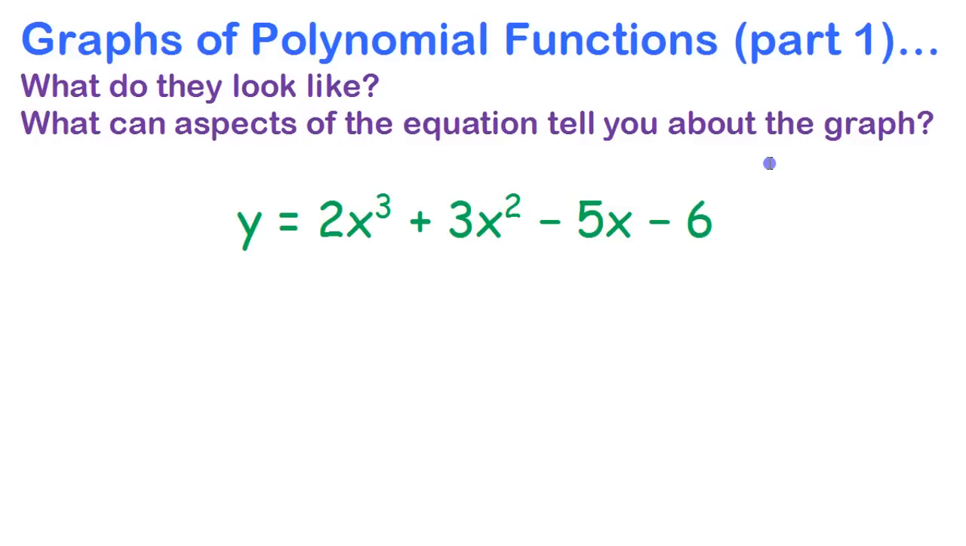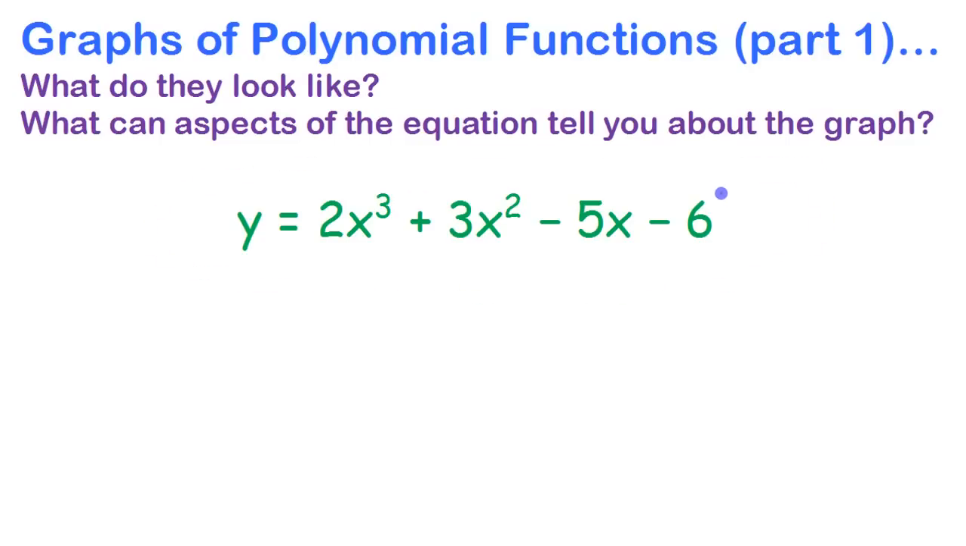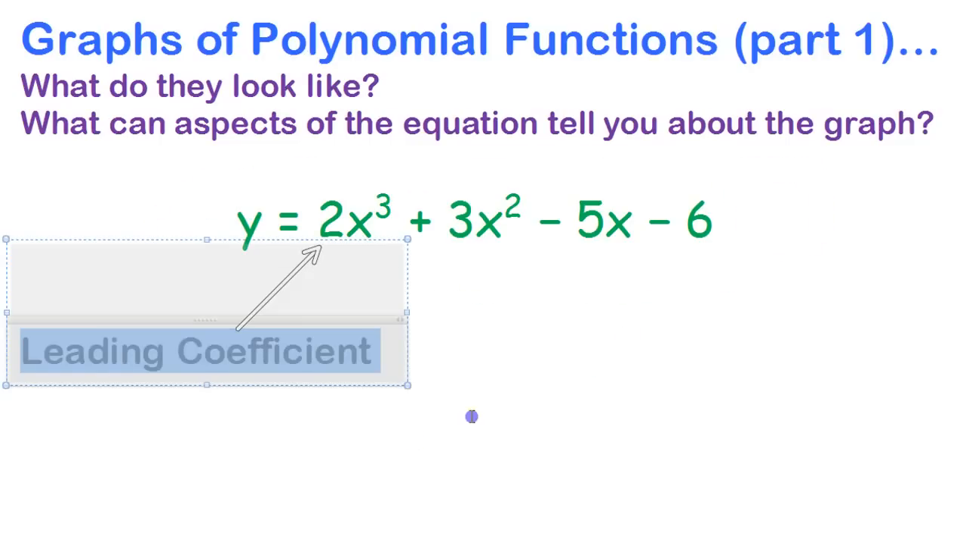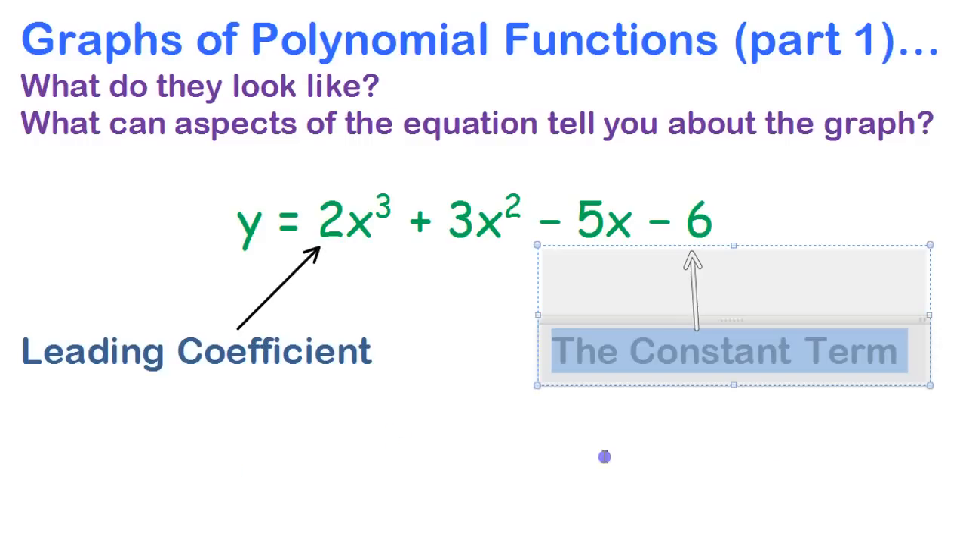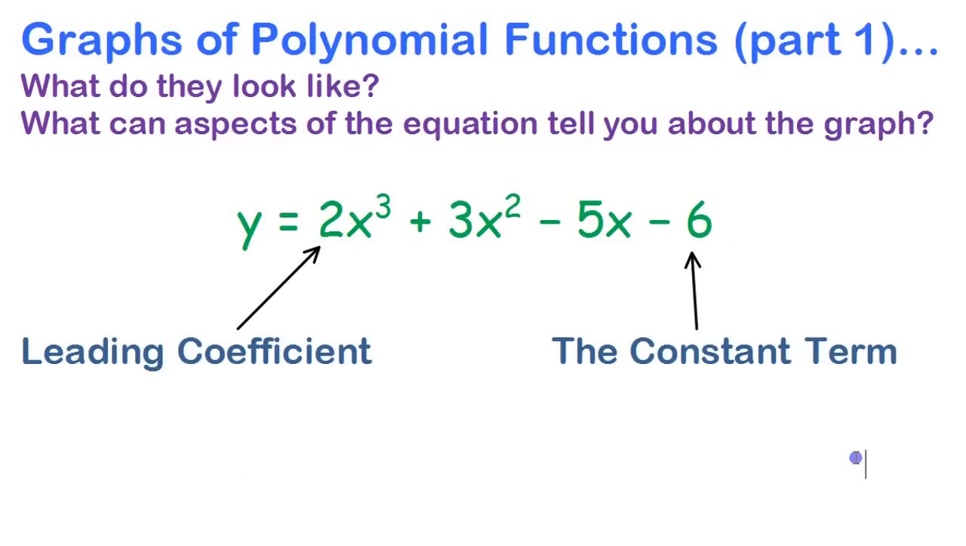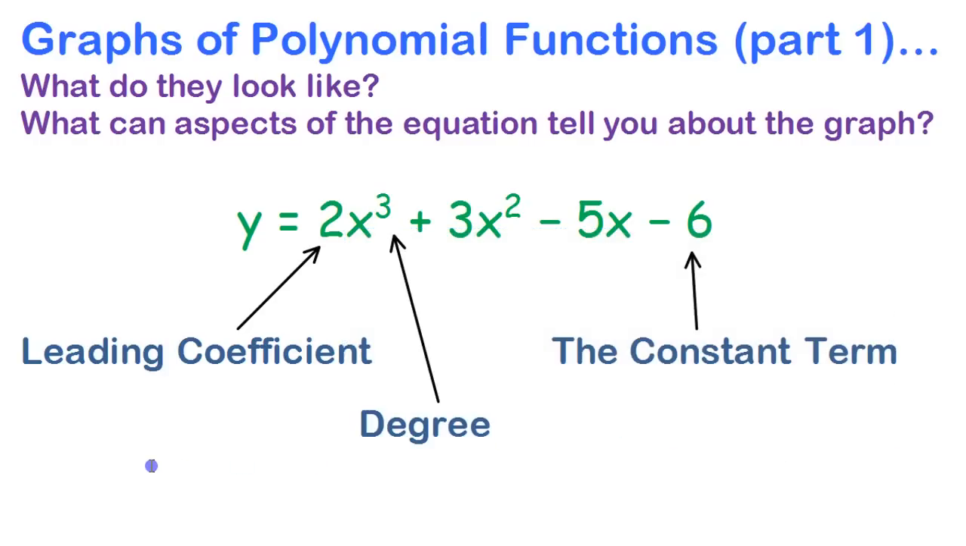All right, we're going to look at graphs of polynomial functions and what you can determine about them just from their equation. More specifically, we're going to look at from that leading coefficient, what does that tell you? That constant term on the end, what does that tell you? And then the degree of the function. First of all, what the value of the degree is. And second of all, whether it's odd or even in general, what can that tell you?